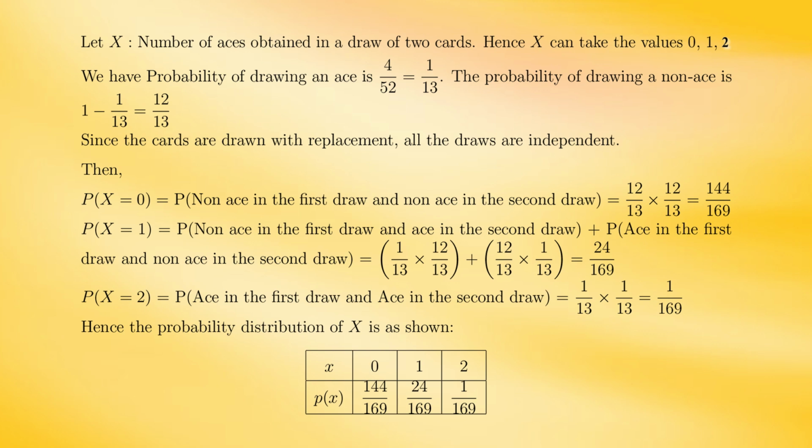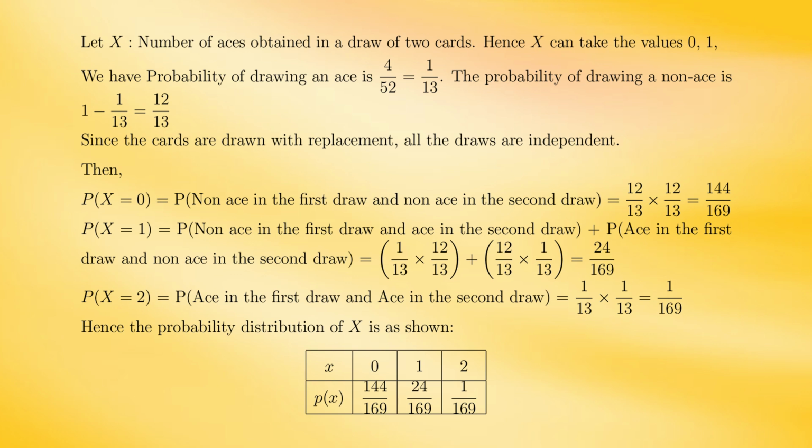Probability of x equal to 1 is equal to probability of getting a non-ace in the first draw and an ace in the second draw, plus probability of getting an ace in the first draw and a non-ace in the second draw, which is equal to 1 by 13 into 12 by 13 plus 12 by 13 into 1 by 13, which is equal to 24 by 169.